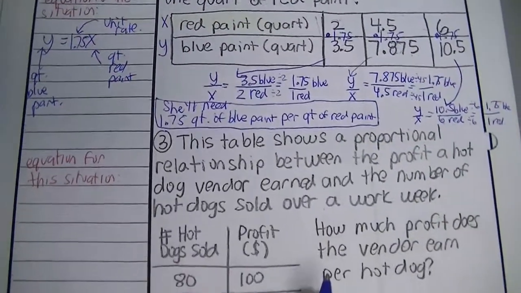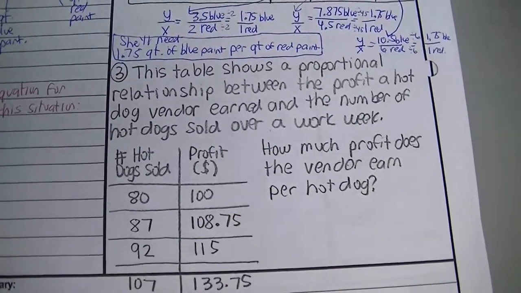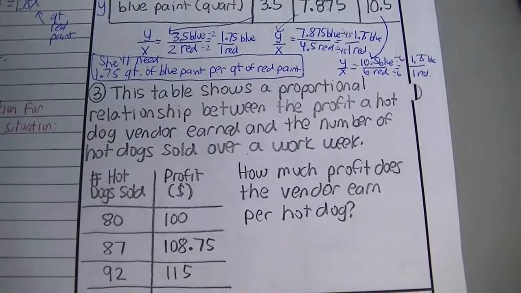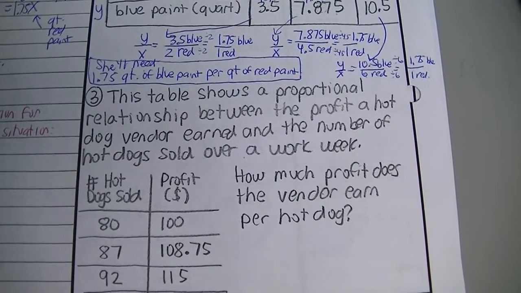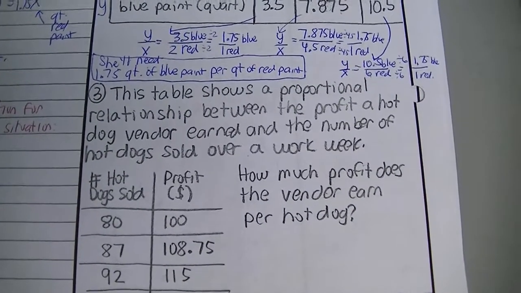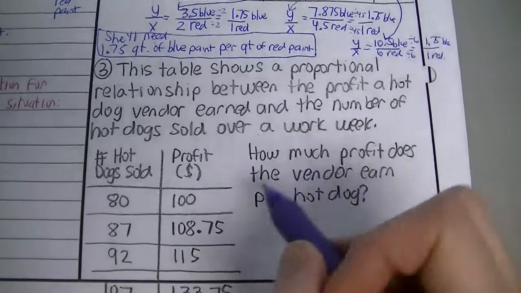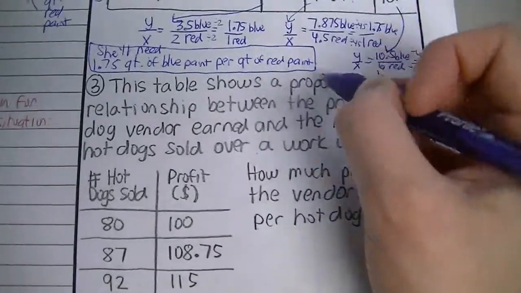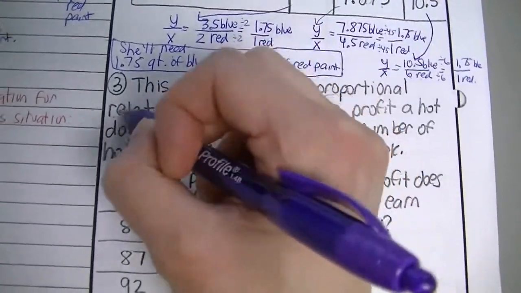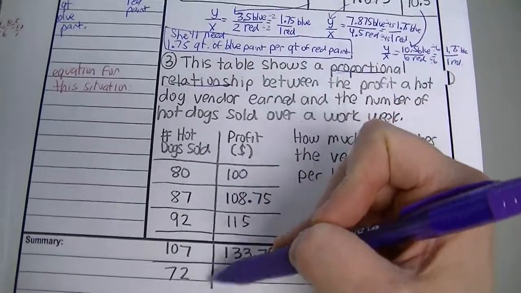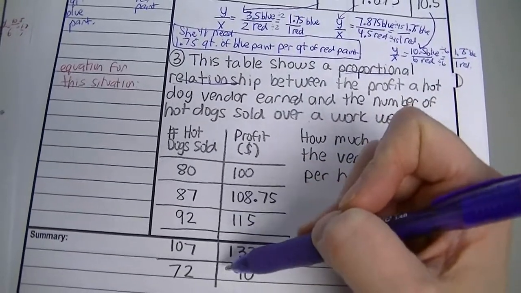Go ahead and get started on the next problem. This table shows a proportional relationship between the profit a hot dog vendor earned and the number of hot dogs sold over a work week. How much profit does the vendor earn per hot dog? So again, we're going to find the unit rate. This is a proportional table. So when it's a proportional table, you're going to know that it's going to have the same unit rate for every value in the table.